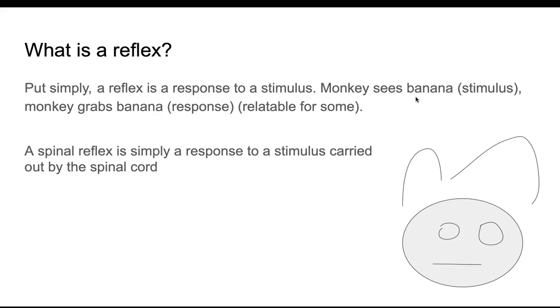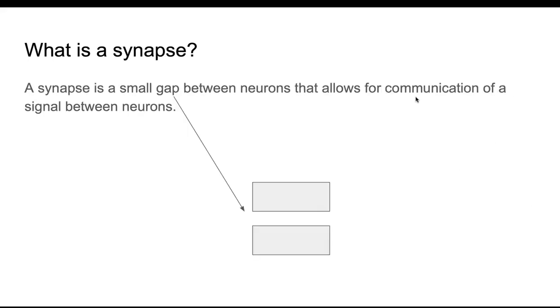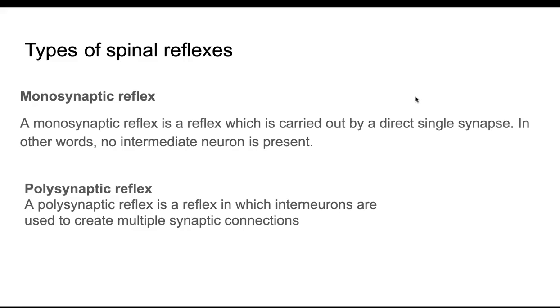What is a reflex? Put simply, a reflex is a response to a stimulus. Monkey sees banana. Stimulus. Monkey grabs banana. Response. Relatable for some. The spinal reflex is simply a response to a stimulus carried out by the spinal cord. What is a synapse? A synapse is a small gap between neurons that allows for communication of a signal between neurons.